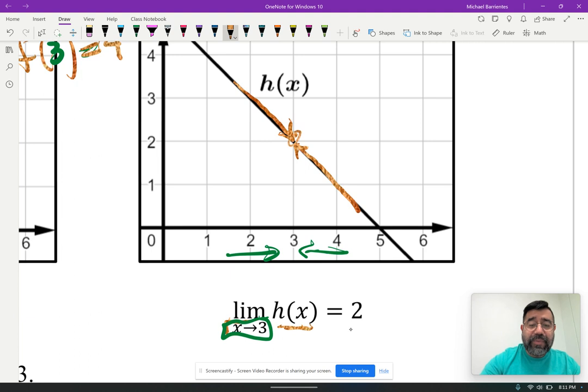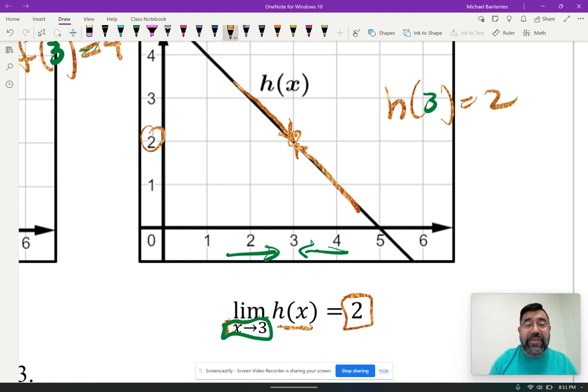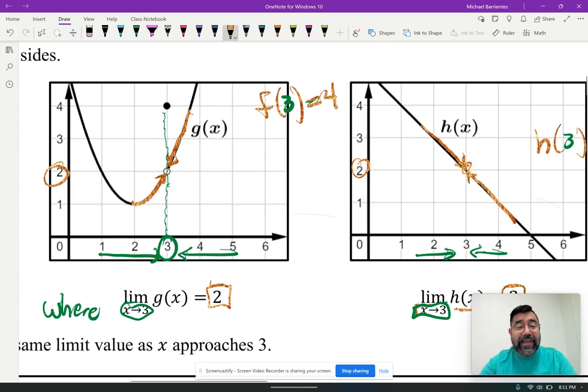Well, it's this point right here. And there is a point there, right? Like there's a closed part of the graph there. So in this example, the function value at x equals 3 is also 2. The limit is 2. The limit is where the graph is going. And the y value, where it actually ends up, is 2. That wasn't the case over here.